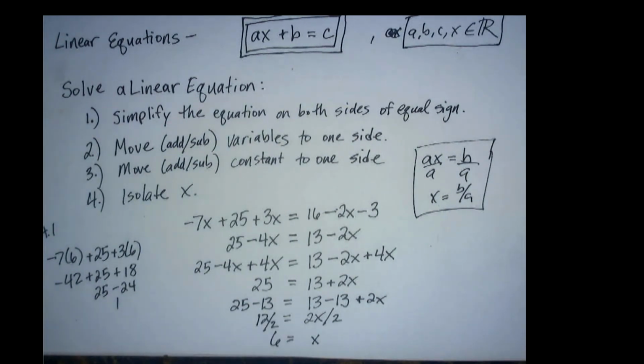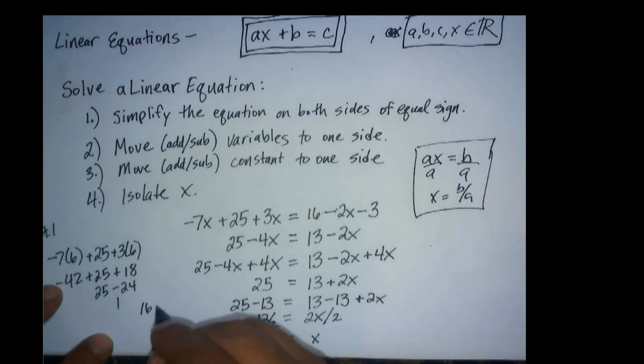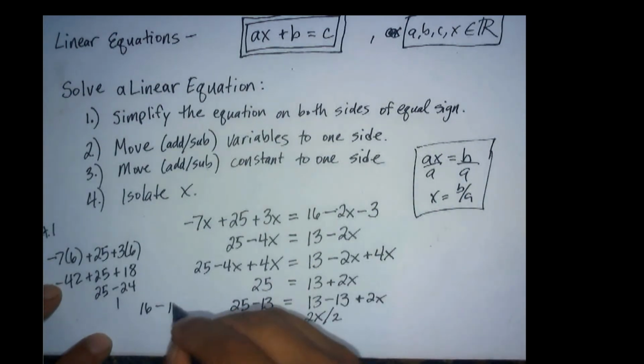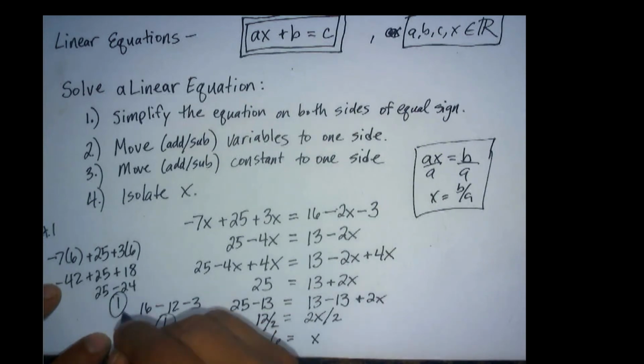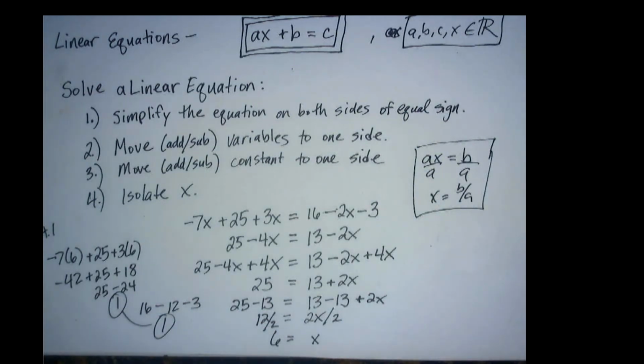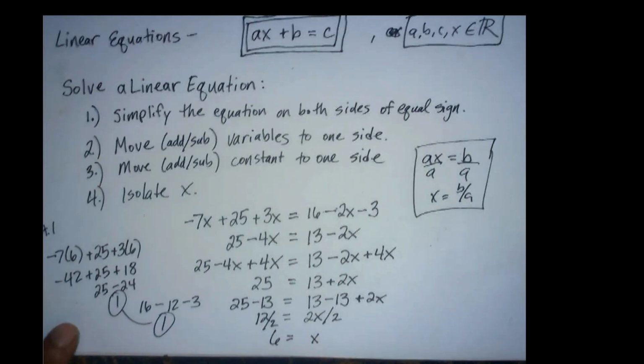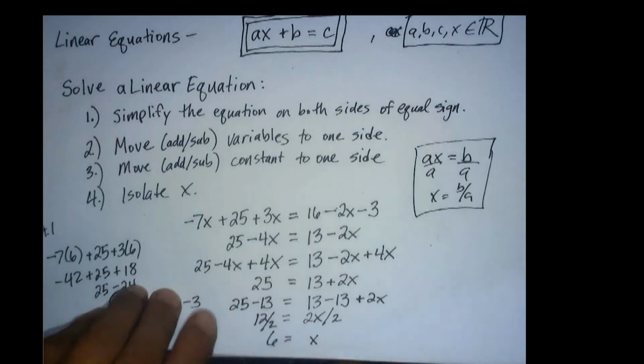And on the other side, we'll have 16 minus 2 times 6 is 12, minus 3. 16 minus 12 is 4, and 4 minus 3 is 1. So we'll have 1 on both sides. It's true. Perfect. You don't have to do this, but if you want to check your work, make sure you do it right. You check your work, so you should get an A on all these tests.